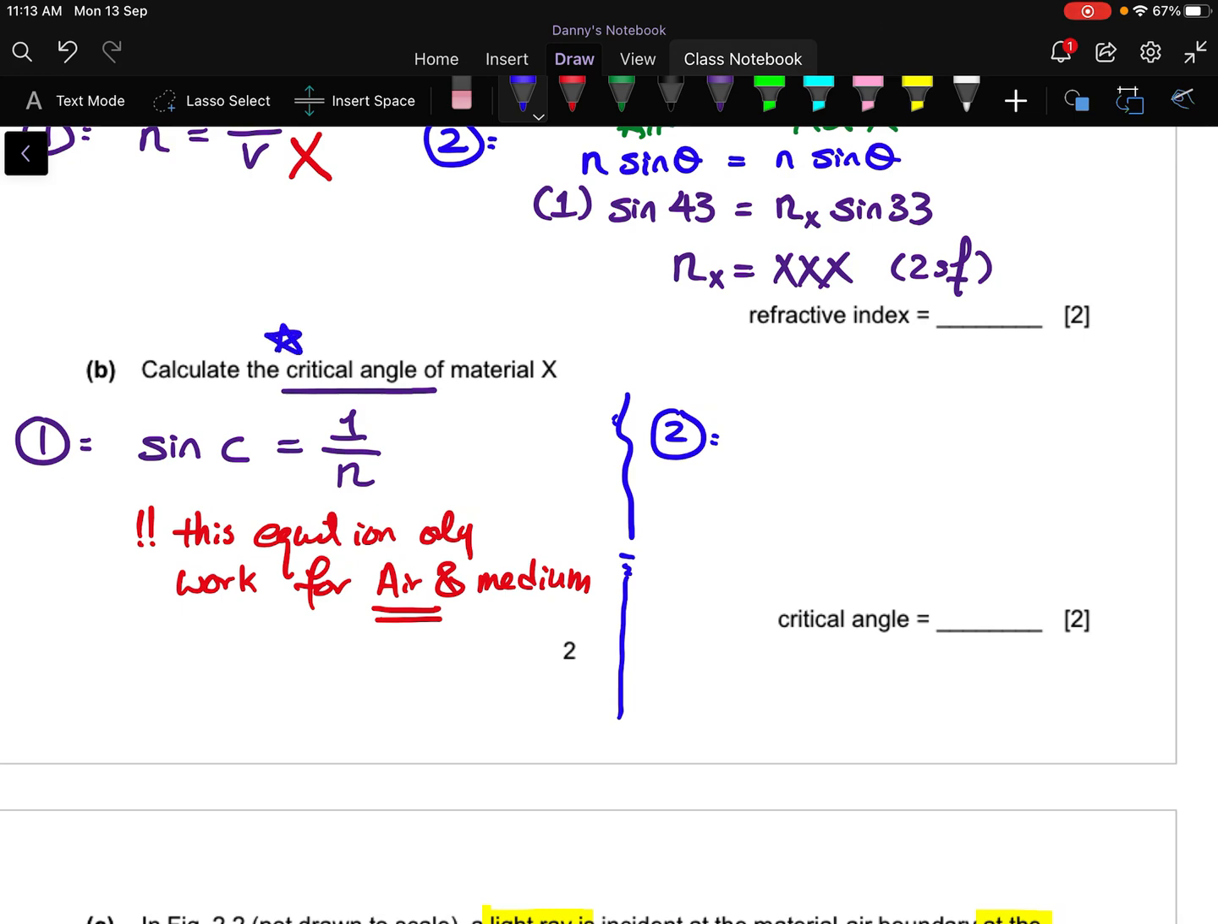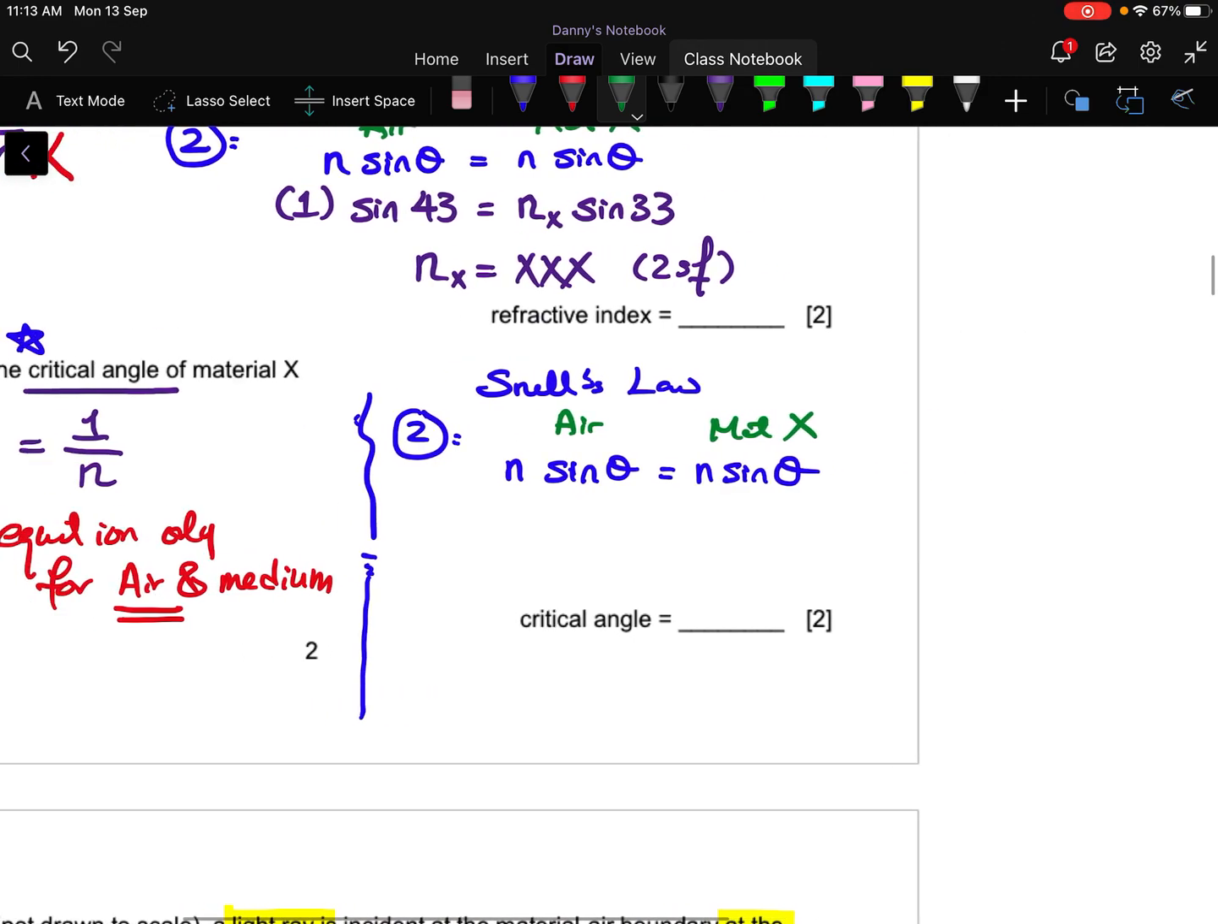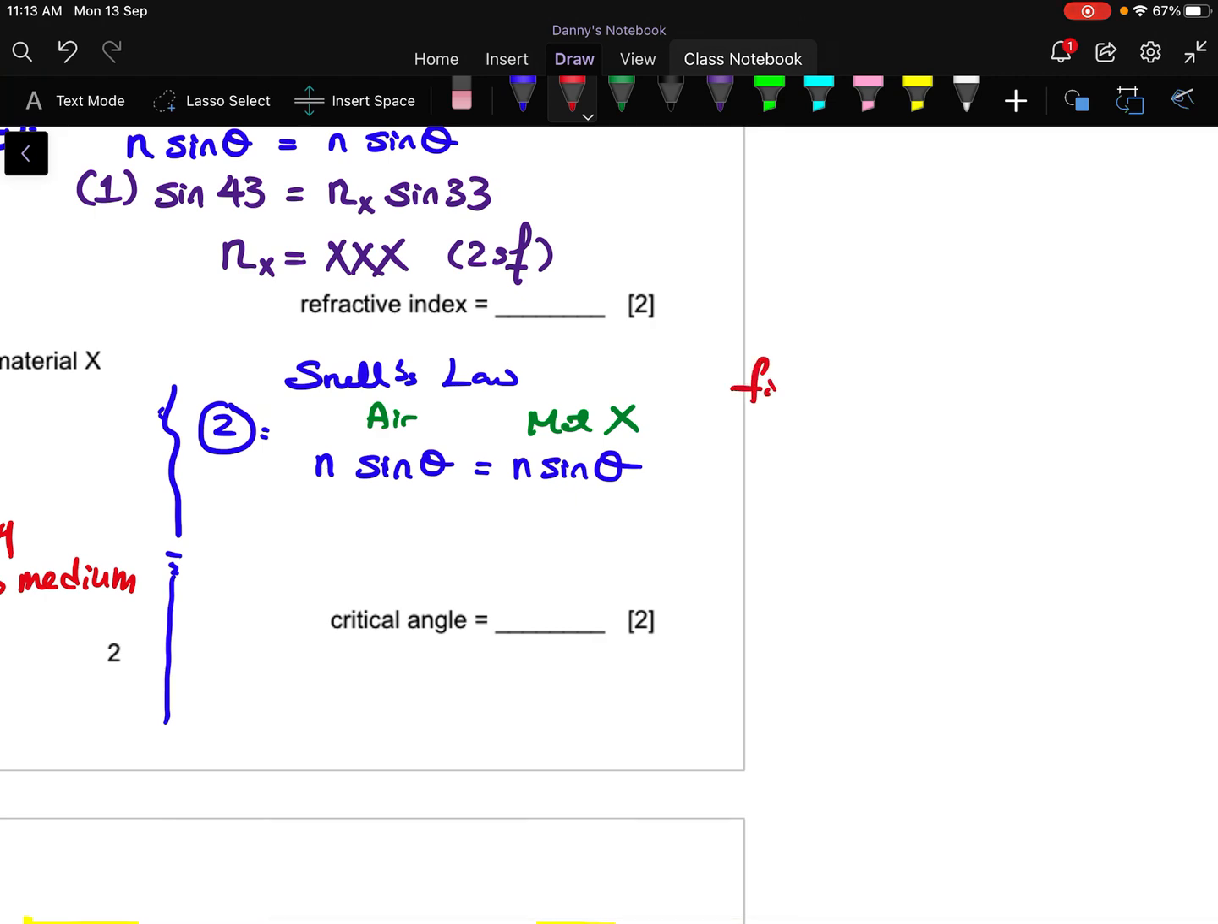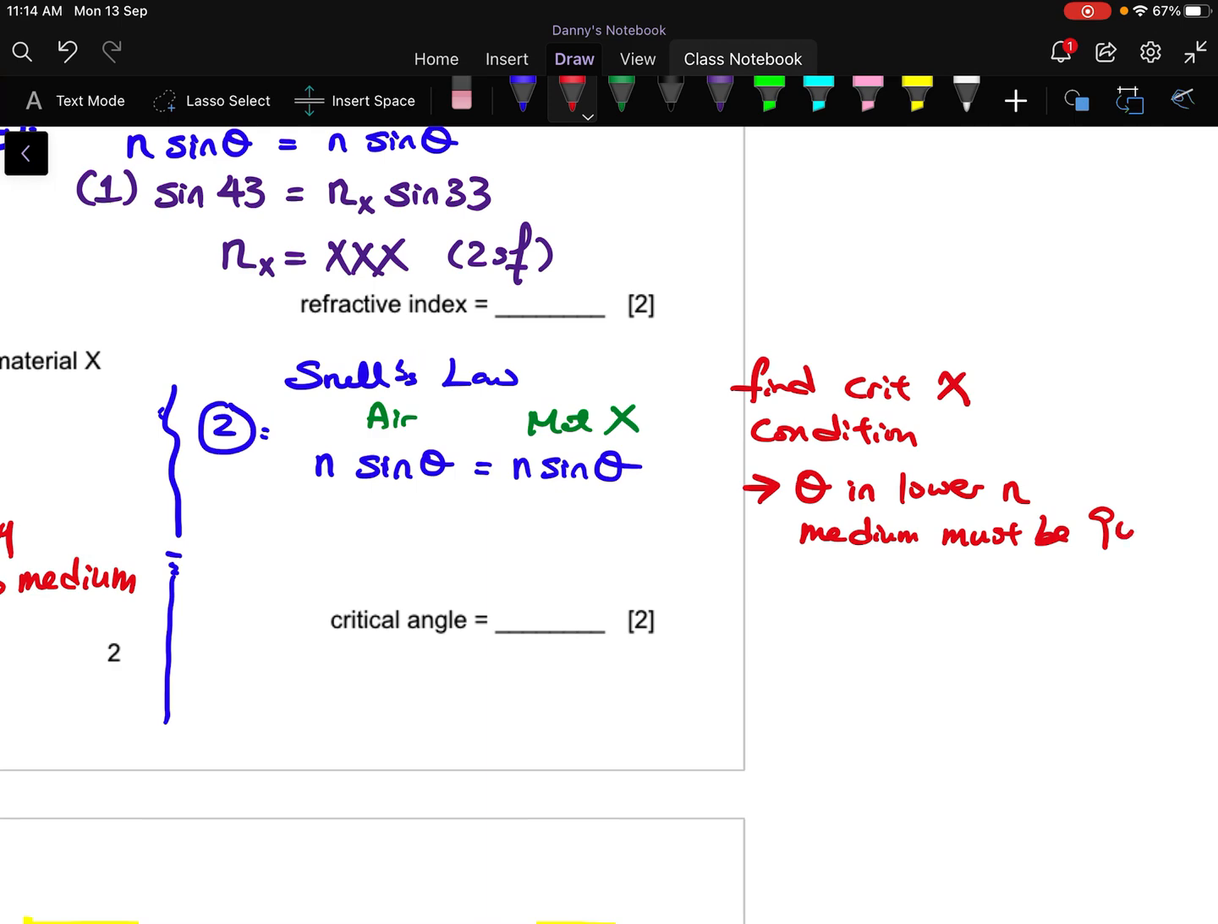So what I advise students to do is to just memorize one thing. You can also find the critical angle using Snell's law. It is very similar: n sine theta equals to n sine theta. One side is air, the other side is your material X. So how do I find the critical angle? To find your critical angle, there are some conditions that you need to memorize. Number one is the theta in the lower n medium must be 90 degrees.